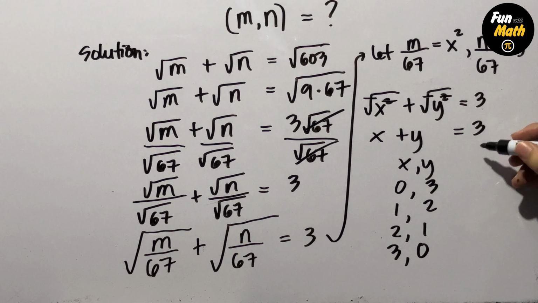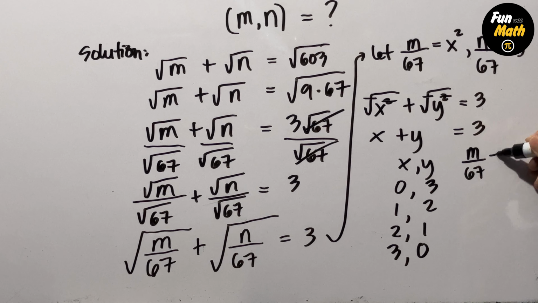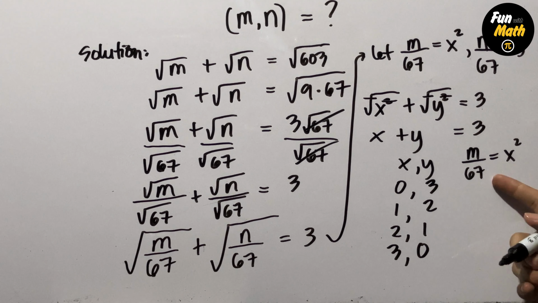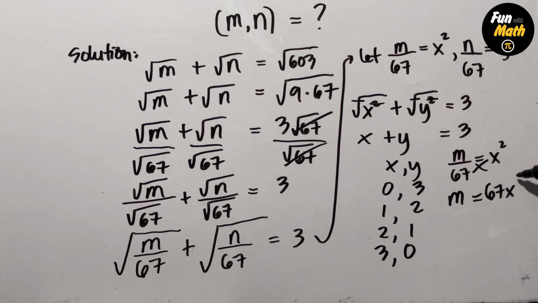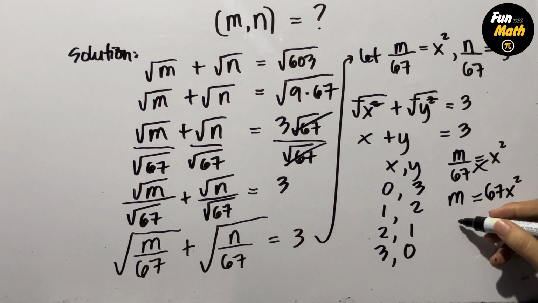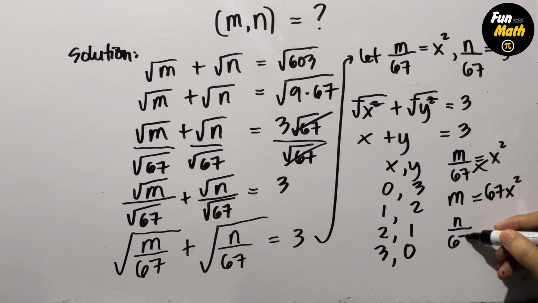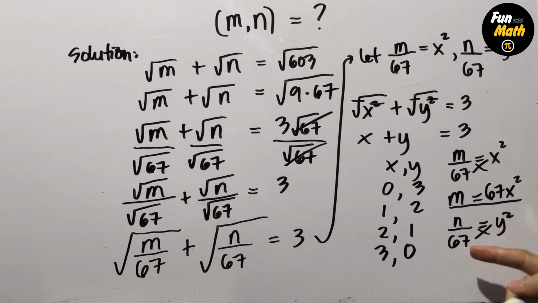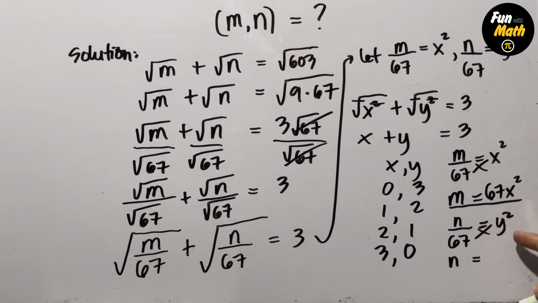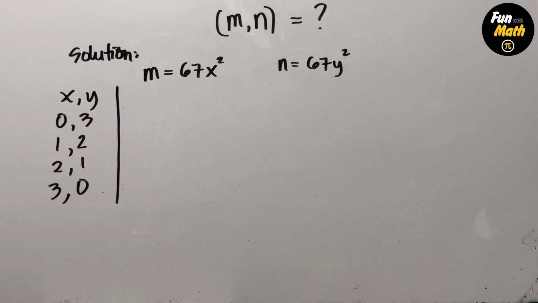Now, let's recall that we let m over 67 be equal to x squared. Now, for this, we can cross multiply, and that is m is equal to x squared times 67, that is 67x squared. And the other one is, we let n over 67 be equal to y squared. So same, we can cross multiply. So this is now n is equal to y squared times 67, that is 67y squared. So we can use this to find the value of m, and we can use this to find the value of n. Now let's continue.